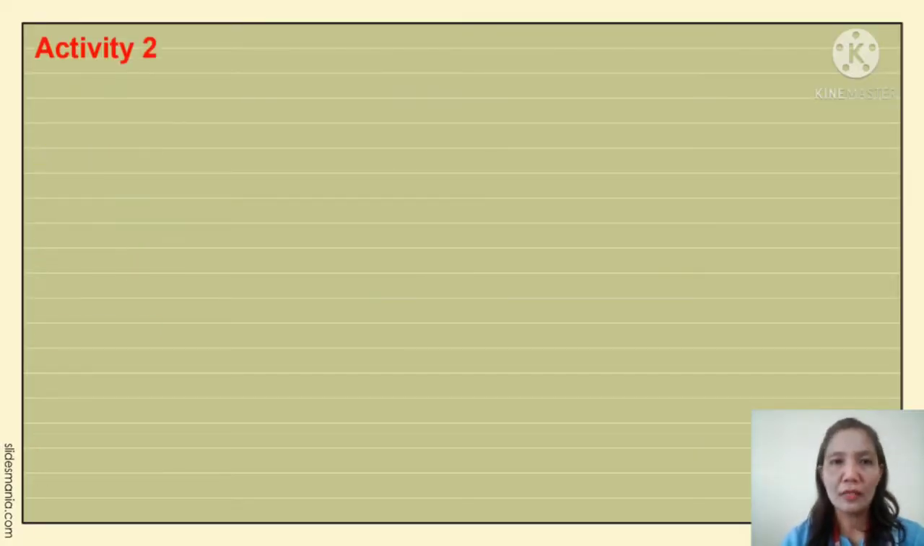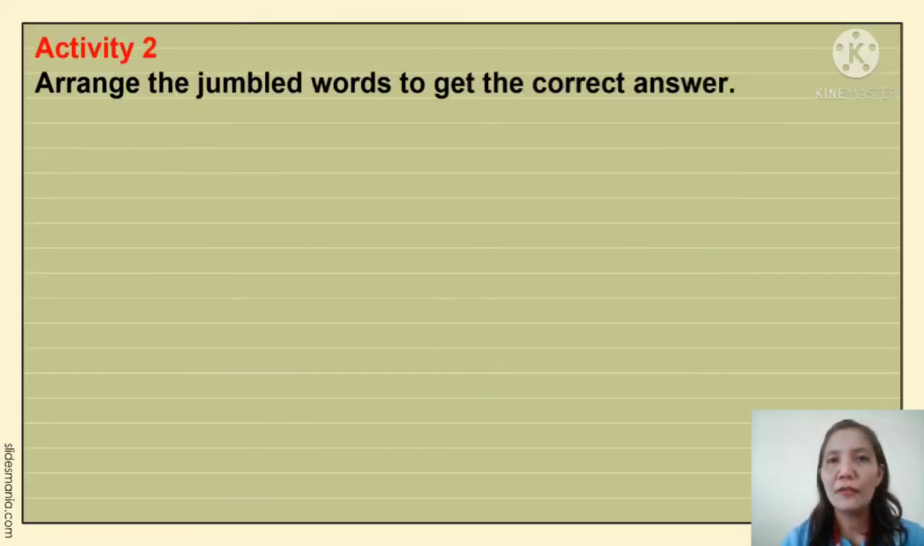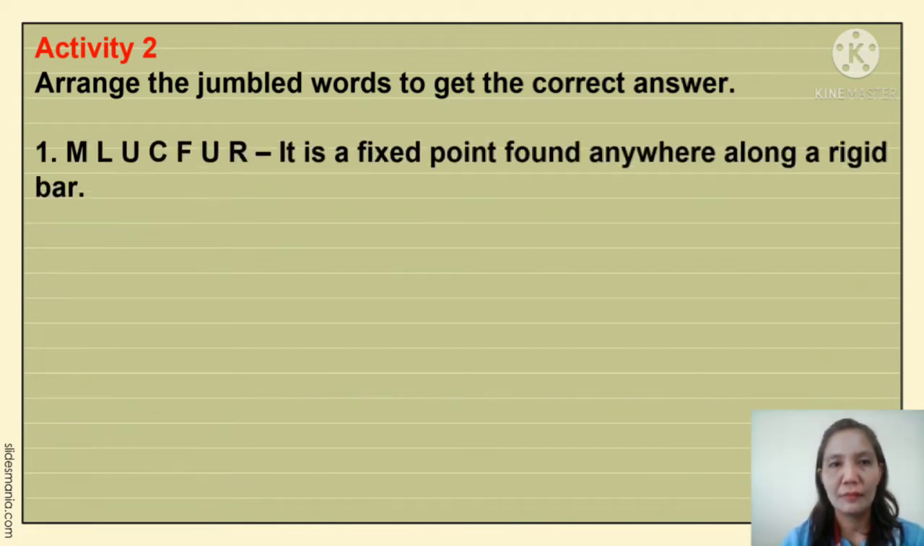Let's do activity 2. Direction. Arrange the jumbled words to get the correct answer. Number 1. The letters are M, L, U, C, F, U, R. It is a fixed point found anywhere along a rigid bar. Can you guess the word?